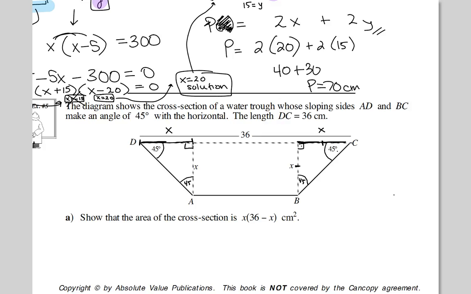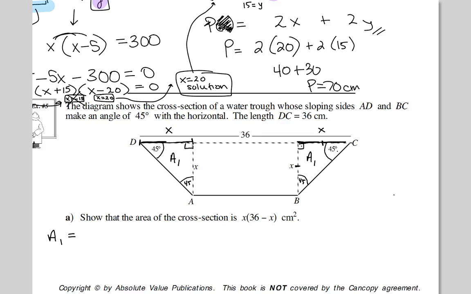So now, what do we have going on here? The diagram shows the trough, blah, blah, blah. The length of the whole thing is 36. Okay. Show that the area of the cross section is x times 36 minus x in a product there. Okay, so how would we do the area of this? I'm thinking there's 3 shapes. And 2 of them are the same. So it's like A1 is the same as A1. Do you agree? Okay, could we find A1 pretty easily?